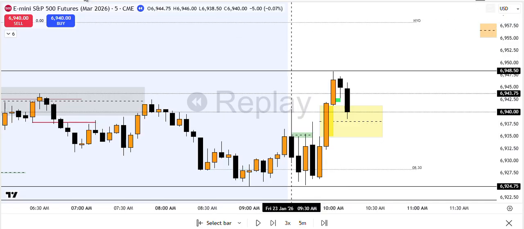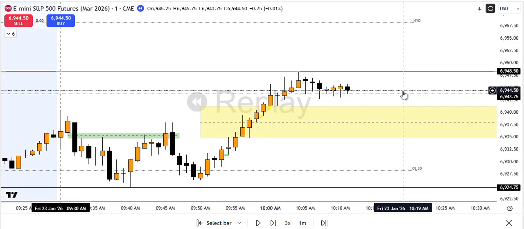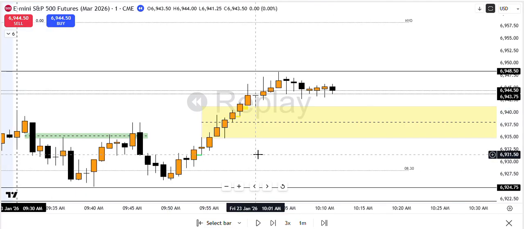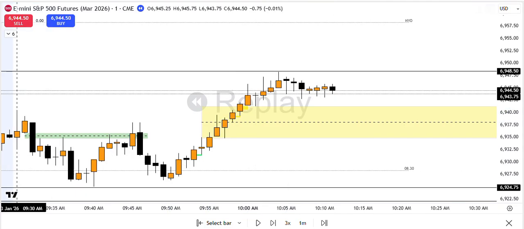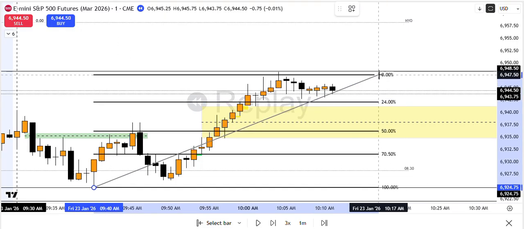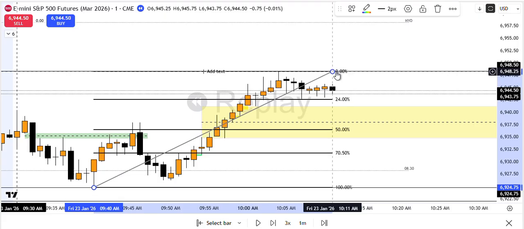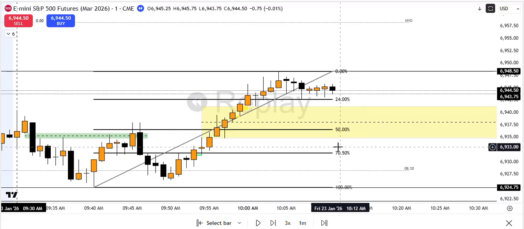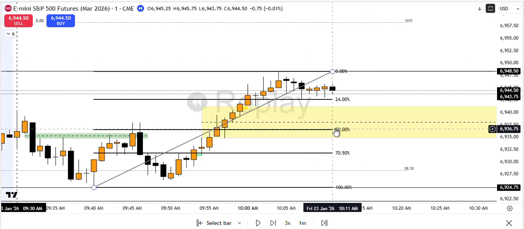So we'll go back to the 1 minute, and that's this yellow box right here. So what I want to do now, as part of step two, is add my fibs from the swing low to the swing high. And I'm looking for the fib and the fair value gap to overlap. Nothing complex, just does it overlap? We have fib and fair value gap overlapping.